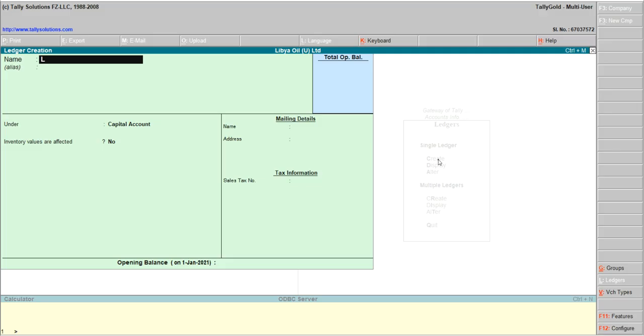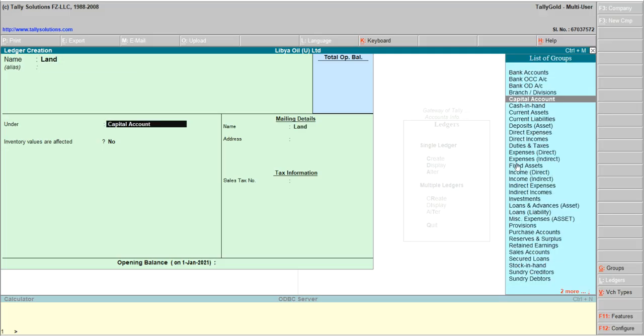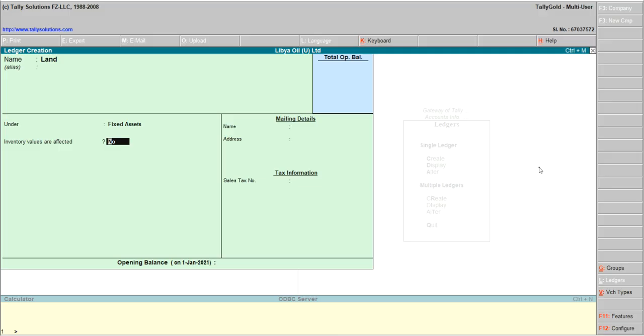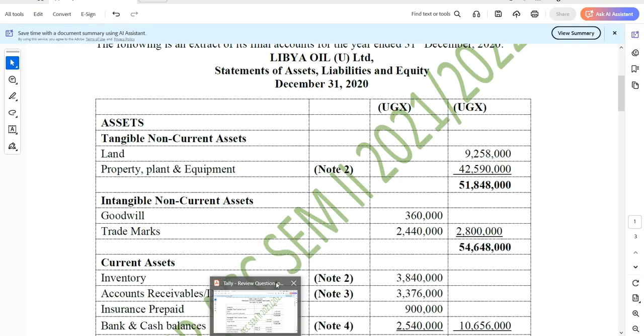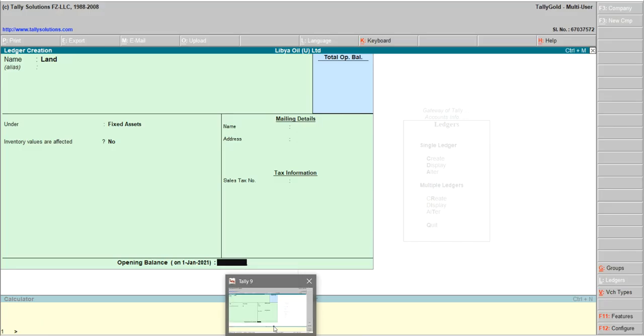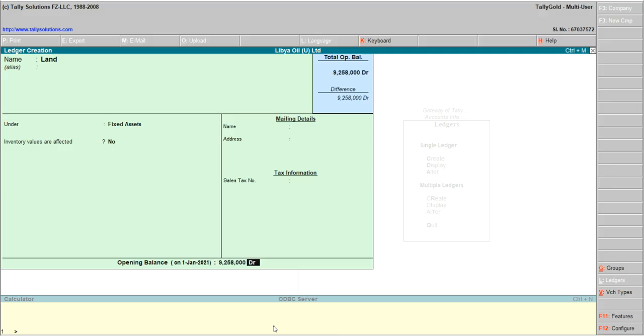Our first ledger account is land. So you create an account for land. Land falls under the group of fixed assets. So land is a fixed asset. So we select fixed assets. Inventory values, are they affected by the values of land? No. Then you enter your opening balance. The opening balance for land is how much? Is 9,258,000. Enter, that is the value of land. And land, being an asset, it has a normal debit balance brought down. Then enter, accept.